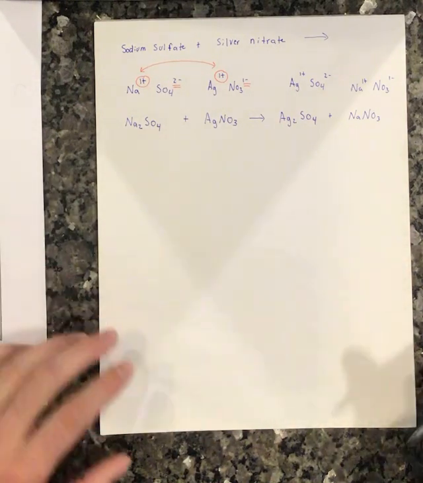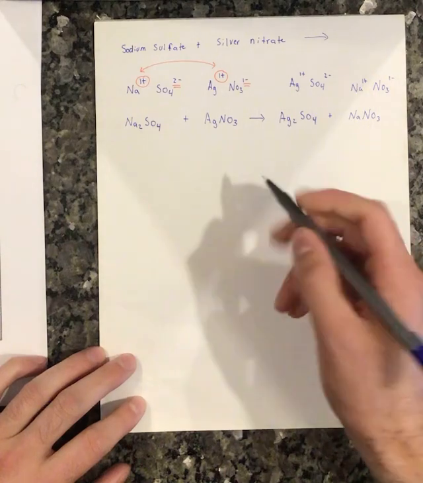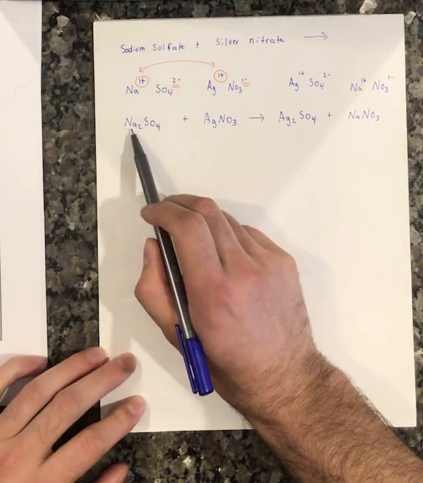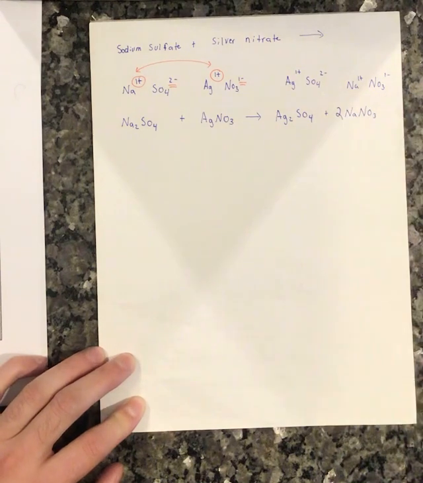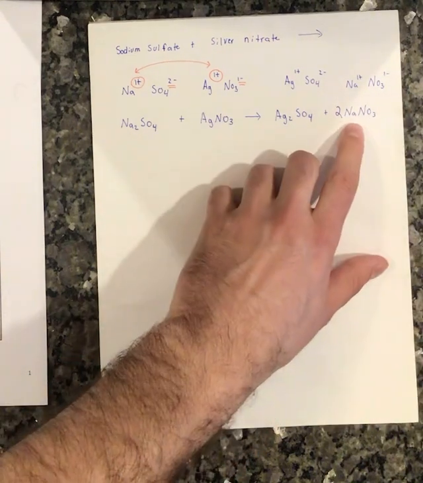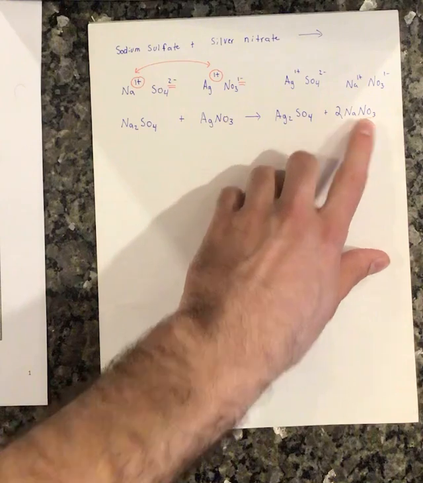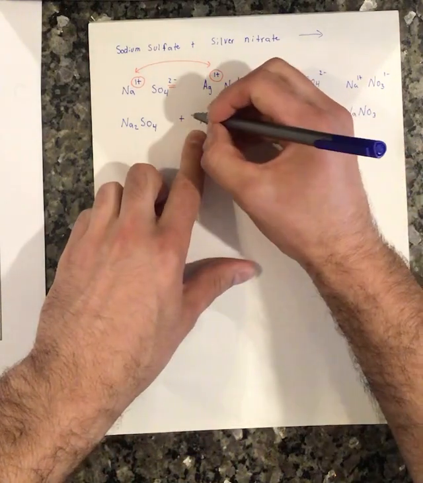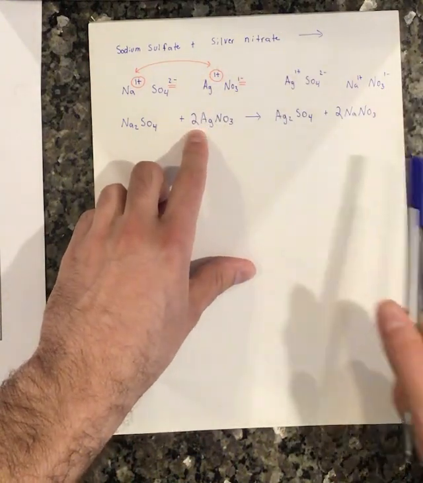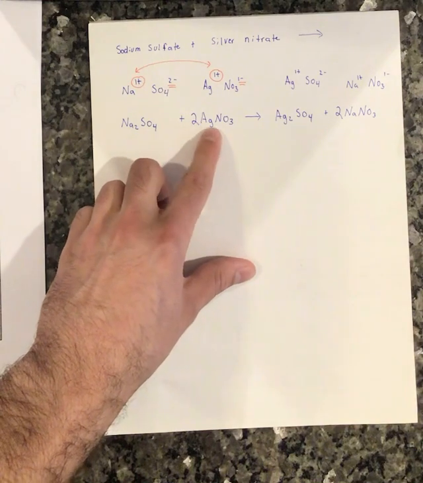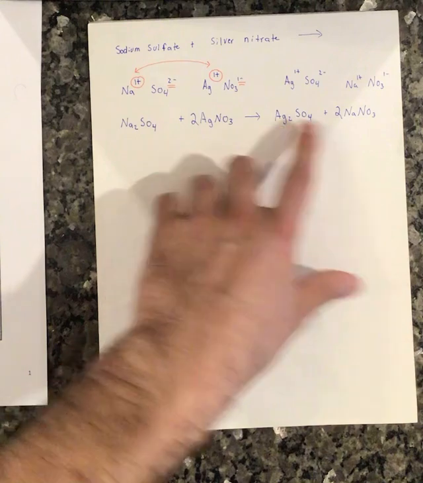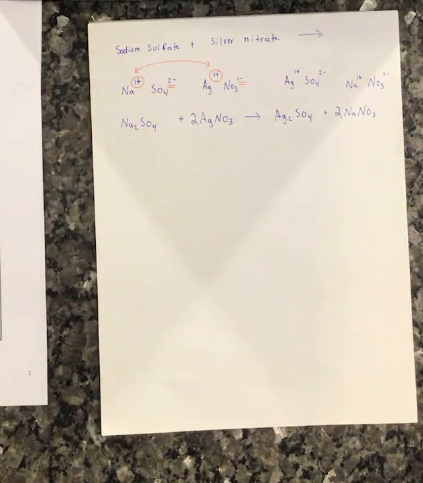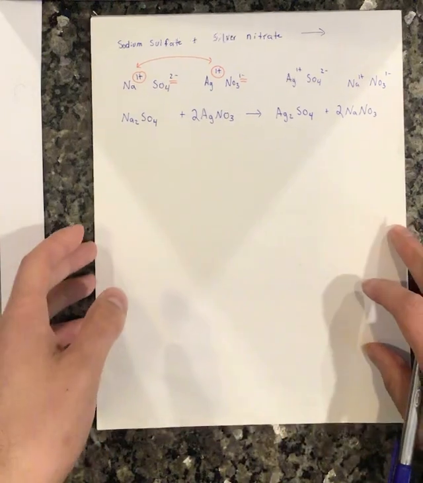So if we're going to go through this question, I see I have 2 sodiums here and only 1 sodium there, so I'm going to put a 2 to balance out those sodiums. That's going to give me 2 nitrates, so I need 2 nitrates here. So now my nitrates are also balanced. I have 2 silvers here, and I also have 2 silvers there. So everything here is balanced. Once again, this is just a general form of our double displacement reactions.